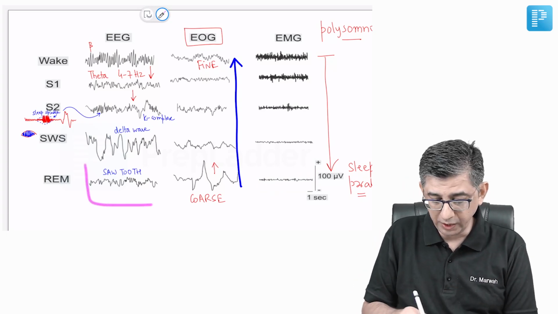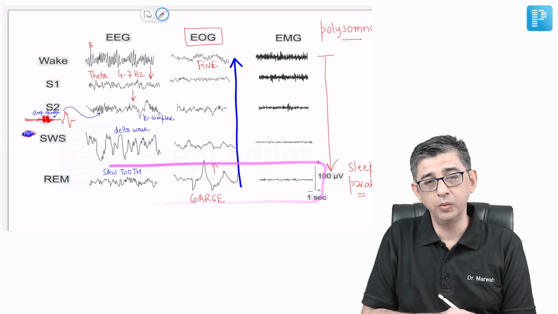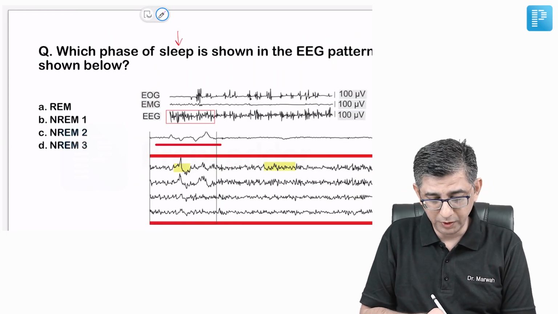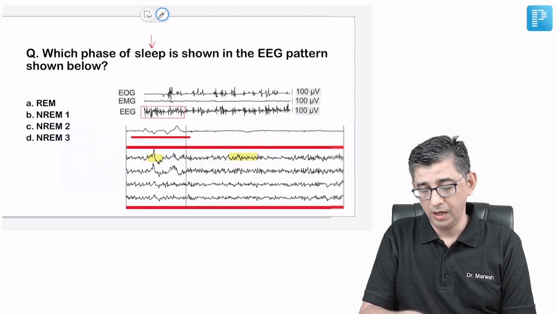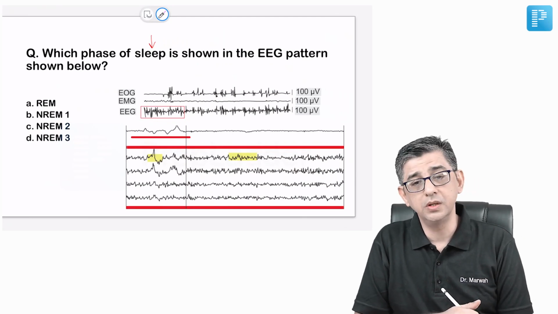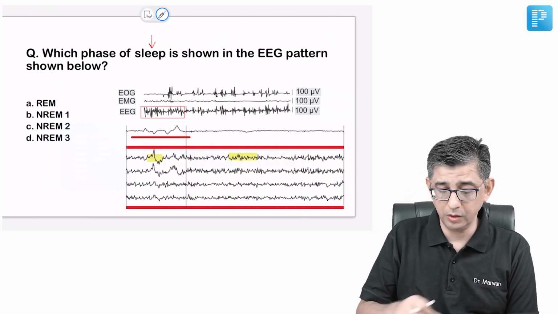Now, based on whatever I have just drawn here before you, let's have a look at one of the images which one of my students sent me, and you can look at the EOG, the EMG component, and the EEG component.